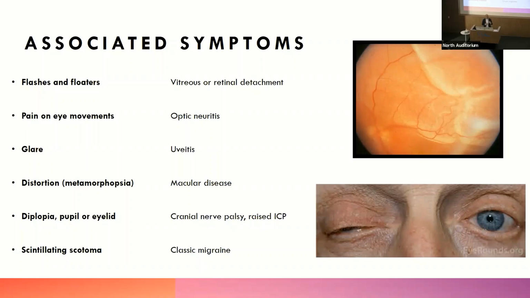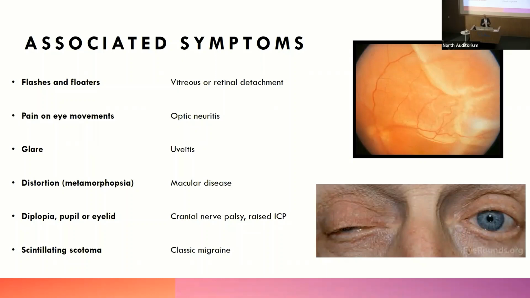And these are all symptoms that are on top of pain or visual disturbance. So my vision's not right. Well, can you tell me a bit more? Things look wavy or wonky. Okay, that sounds like distortion to me. So it starts to guide you down towards the diagnosis.